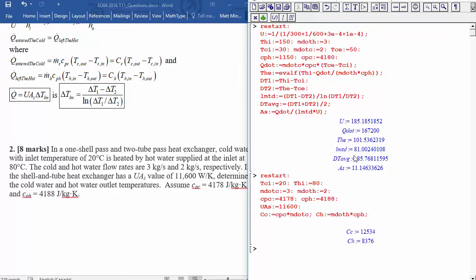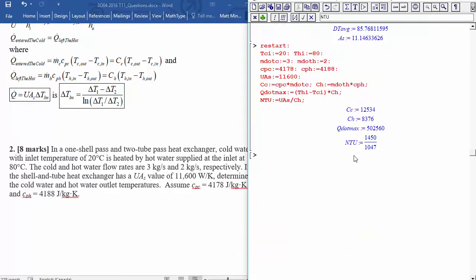So the hot fluid has a lower heat capacity rate, which means that the Q dot max is equal to T_h,i minus T_c,i times C_h. Okay, then the NTU is equal to UA_s divided by C_h. So that's about 1.4 transfer units. The C parameter is C_h over C_c.